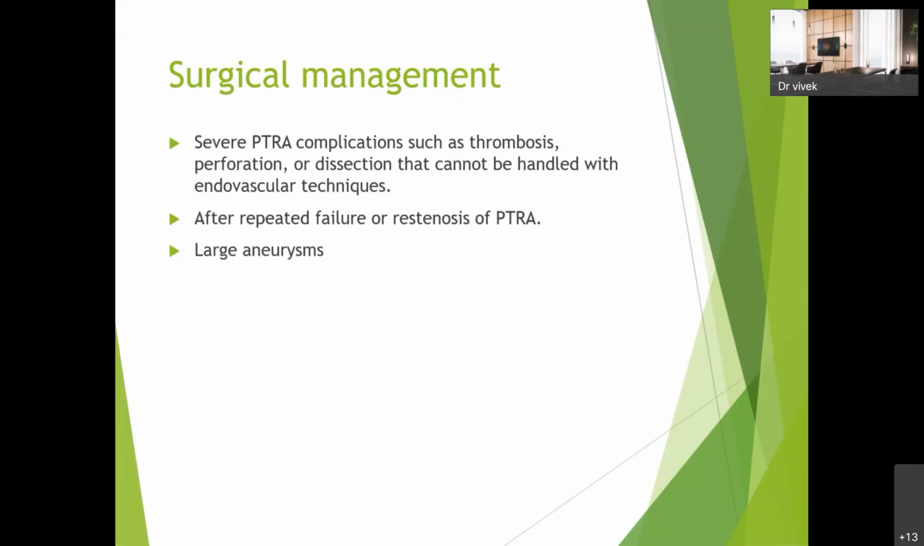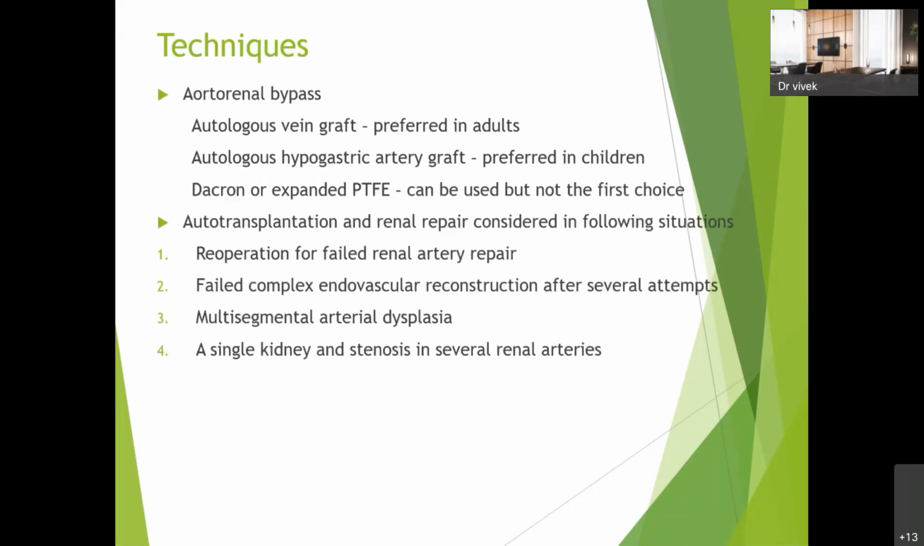Surgical management is done in patients with severe PTRA complications such as thrombosis, perforation, or dissection, and those that cannot be handled with endovascular treatment. It is also done after repeated failures or restenosis after PTRA, and obviously in large aneurysms. For surgical treatment, the techniques are basically aortorenal bypass or autotransplantation with renal repair.